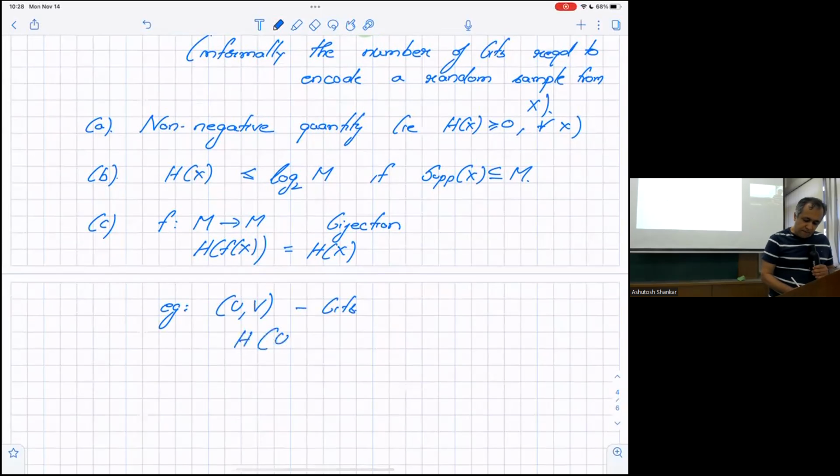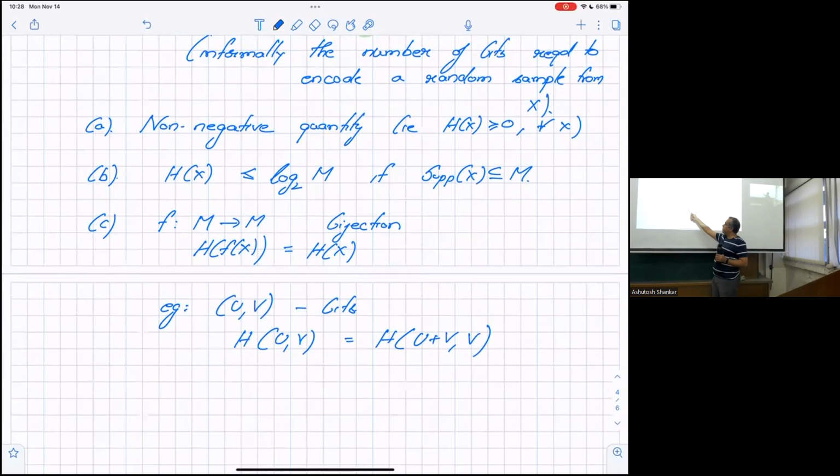So H of (U,V) and H of (U plus V, V). These will be the same because from this pair of bits, there's a bijection that takes you to this pair of bits. The entropy of this pair and the entropy of this pair. Individually, the entropy of U and the entropy of U plus V might be different, but if you look at them as a pair, H of (U,V) and H of (U plus V, V) will be the same because it's a bijection. There's a bijection from (U,V) to (U plus V, V). Okay.